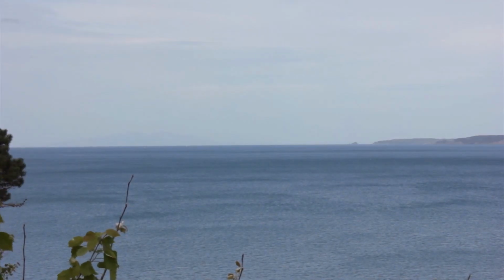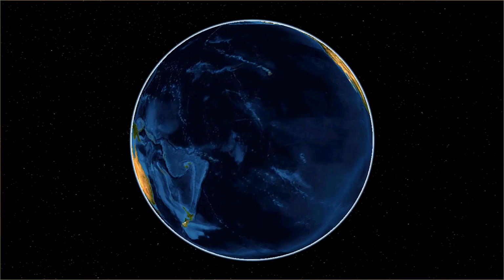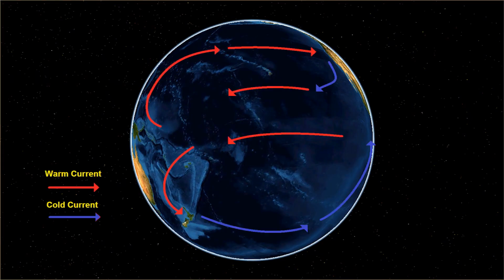Ocean currents also have a big influence on climate. 70% of this planet is ocean. When an air mass passes over a warm ocean current, the air mass is warmed. When an air mass passes over a cold ocean current, it is cooled.